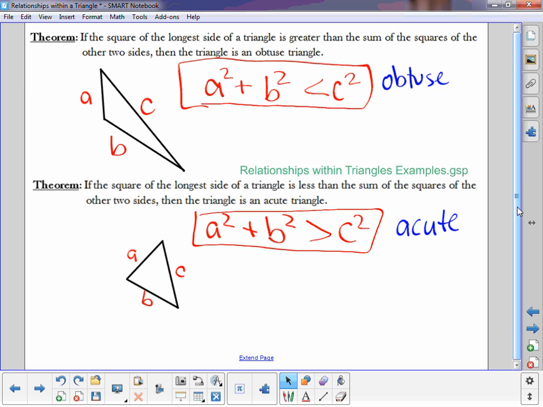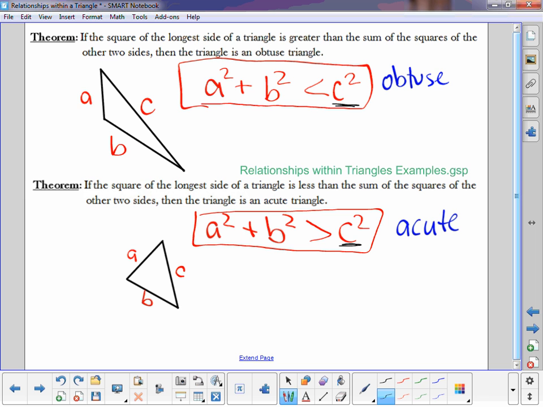Now be very careful with this. I'm talking about my C squared is bigger and my C squared is smaller. Don't just look at the sign, because my inequality sign might lead you astray. For an obtuse triangle, C squared is bigger, so the mouth goes to the C squared. For an acute triangle, C squared is smaller, so the small end of the mouth goes to the C squared. So this presents us with three different situations.